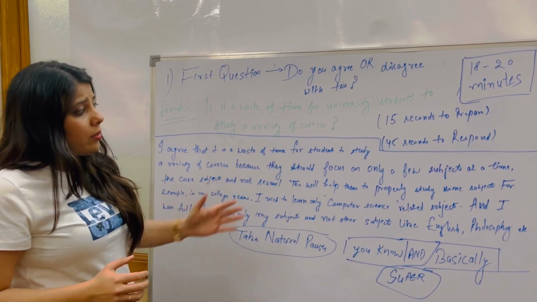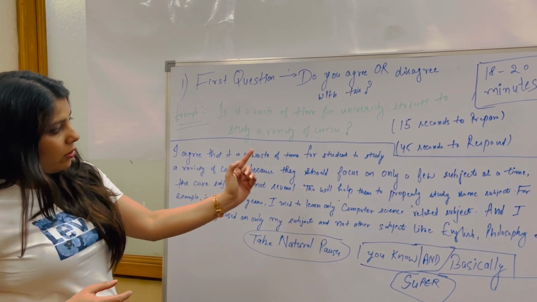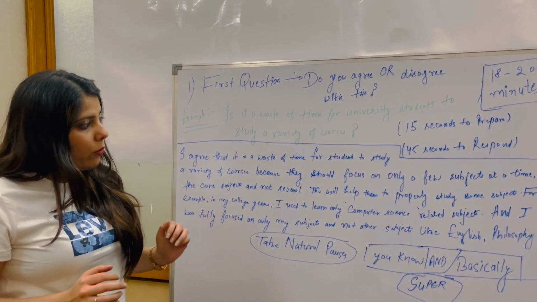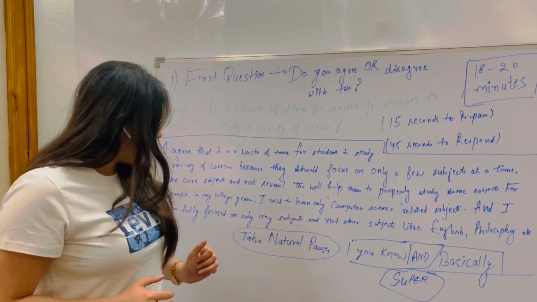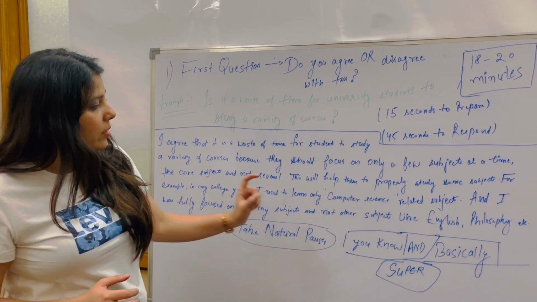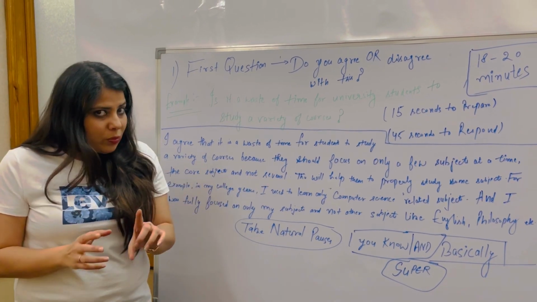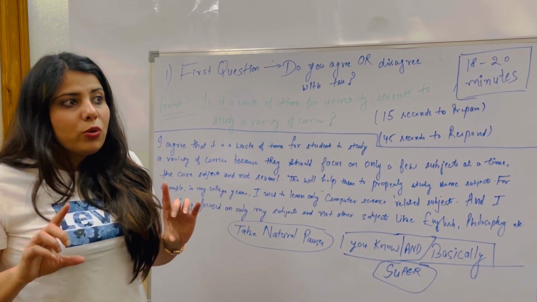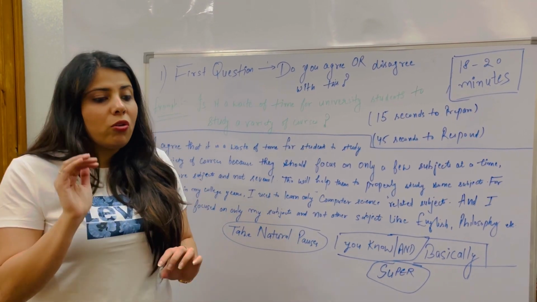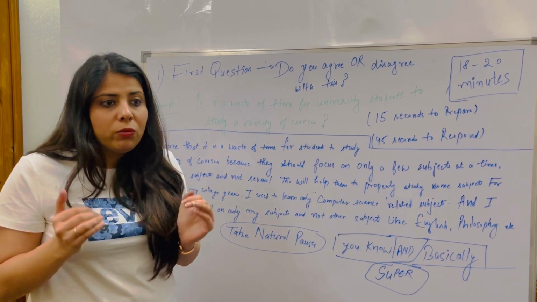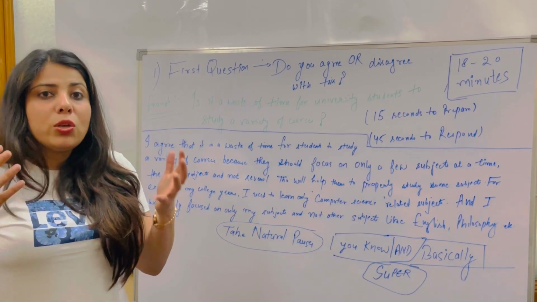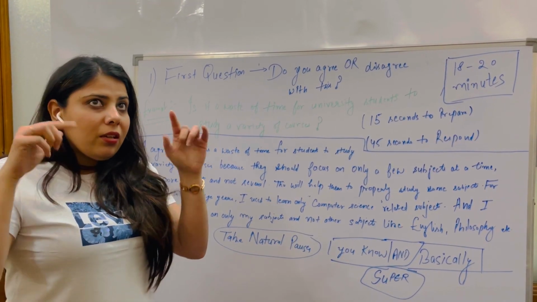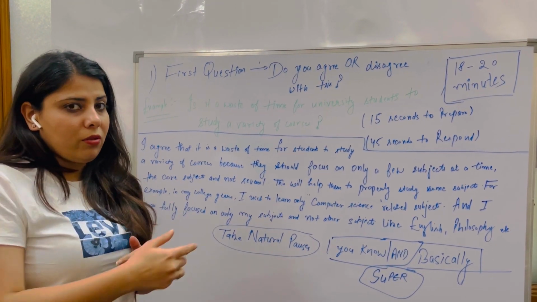For example, this is a sample response we have. So I agree that it's a waste of time for students to study a variety of courses because they should focus on only a few subjects at a time, the core subjects, and not several subjects. When I'm speaking, I make sure that I am taking certain pauses in between. There is no need to speak like a robot. You're not talking to software. You're talking to a human being who is listening to you at the other end. So make sure that you are confident and imagining in the right way, as I informed a few seconds ago.